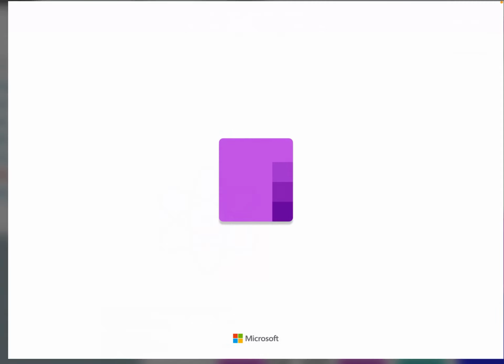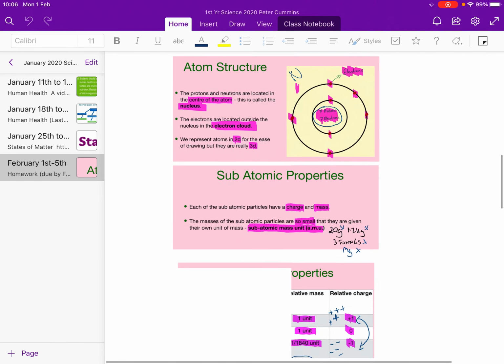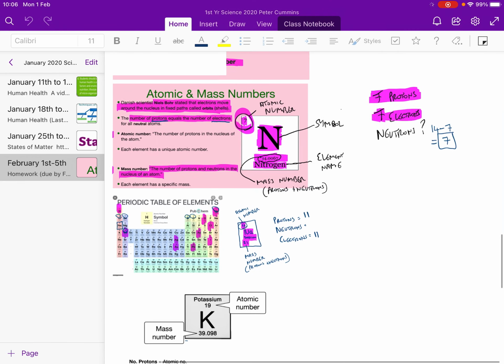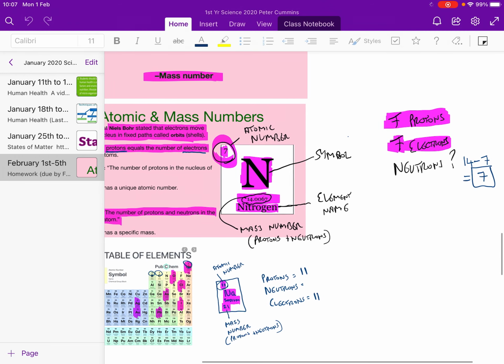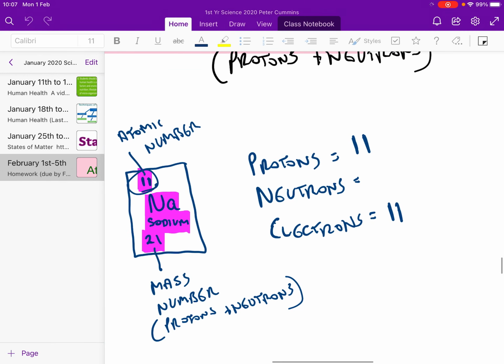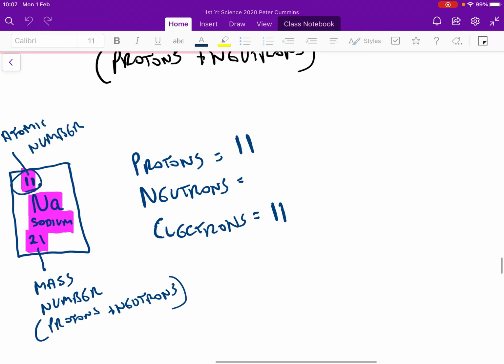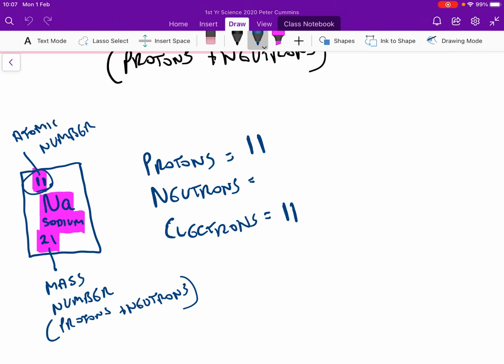The only thing it doesn't tell me is the number of neutrons. Sorry, just clicked out of it there for a second. So to work out the number of neutrons, I can take the atomic number away from the mass number. The neutrons is the little sum we have to do.